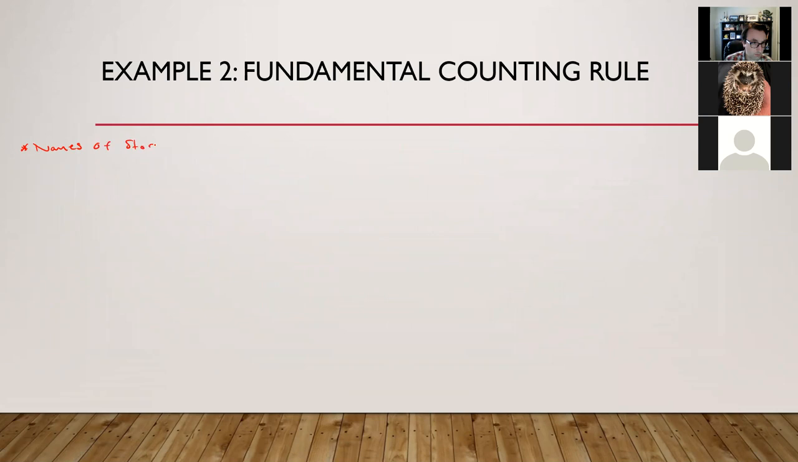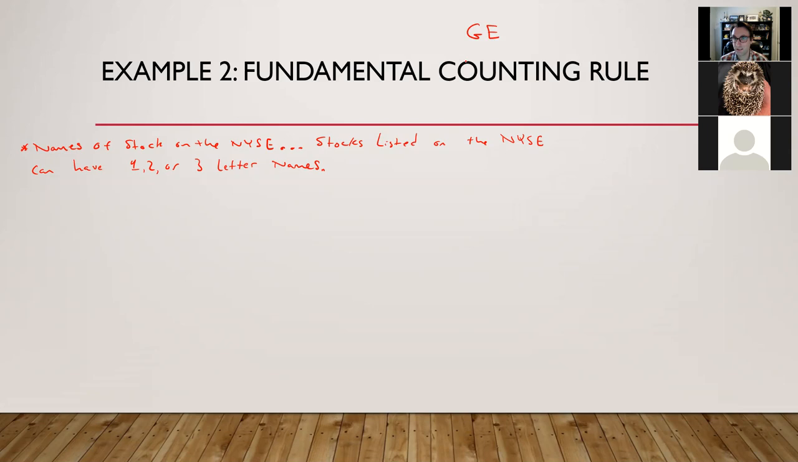All right, so the last example I want to do is about names of stocks on the New York Stock Exchange, okay? So stocks listed on the New York Stock Exchange can have 1, 2, or 3 letter names. Okay, if they're listed on the New York Stock Exchange. Like for example, this is a company listed on the New York Stock Exchange. Okay, what company is this? Does anybody know? That's General Electric, right? GE.